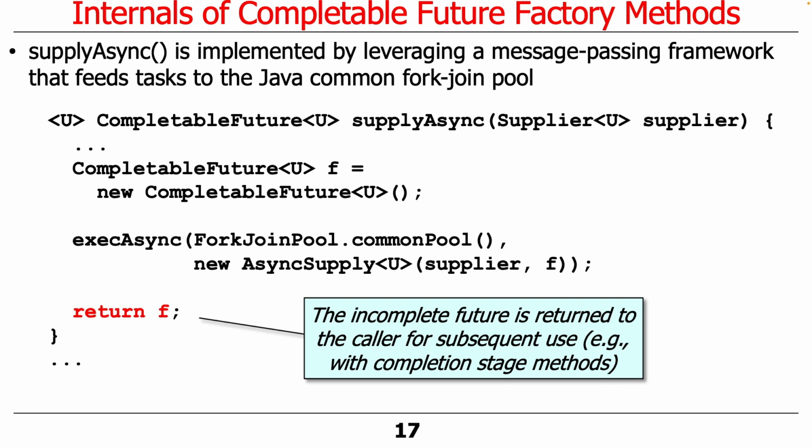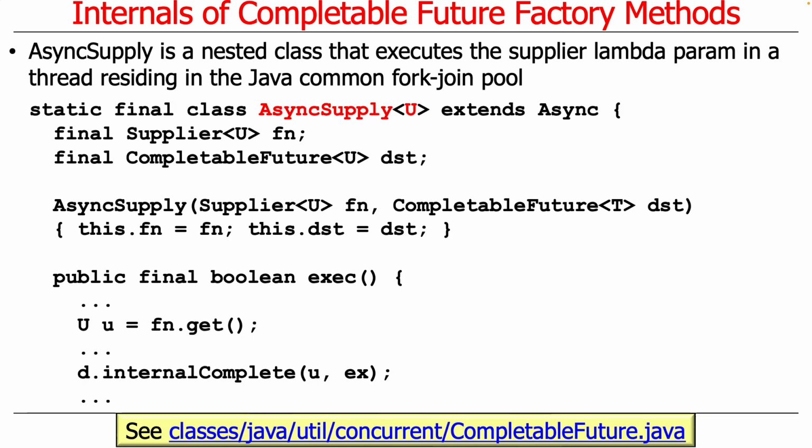You'll also notice that what gets returned from supply async is this incomplete future. So we're giving back an incomplete future, which will then be completed at some point after this async supply object is run in the context of the common fork join pool. All right, let's take a look at async supply.